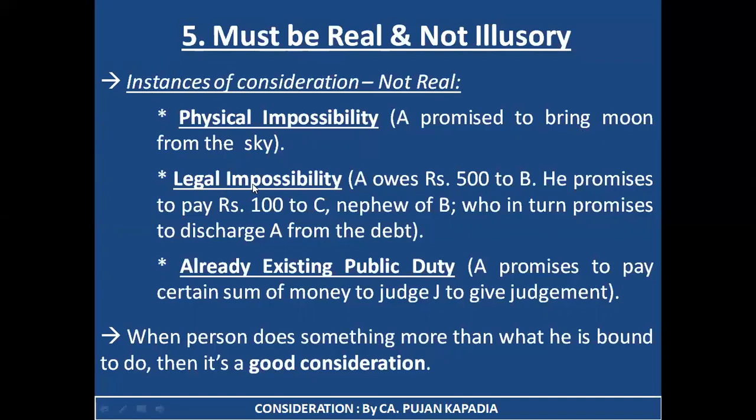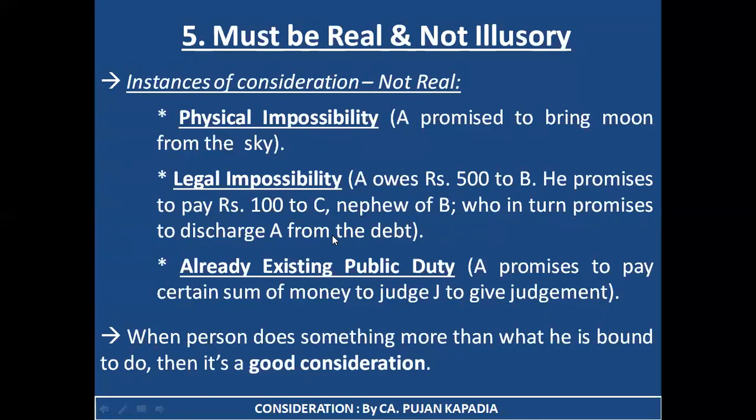Second is legal impossibility. A owes rupees 500 to B. So A is owing rupees 500 to Mr. B. He promises to pay rupees 100 to C, nephew of B, and C in return is promising to discharge A from the debt.